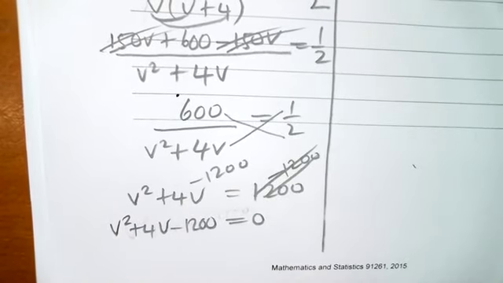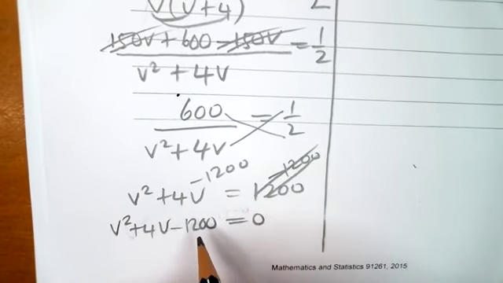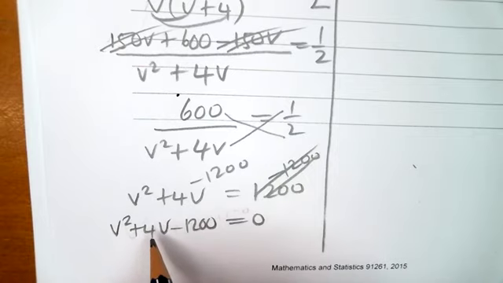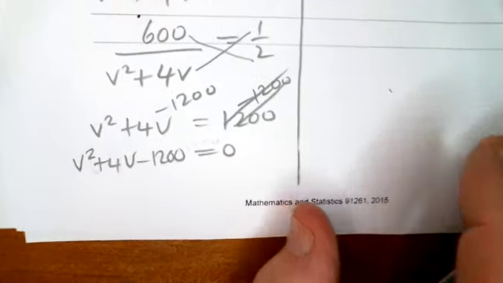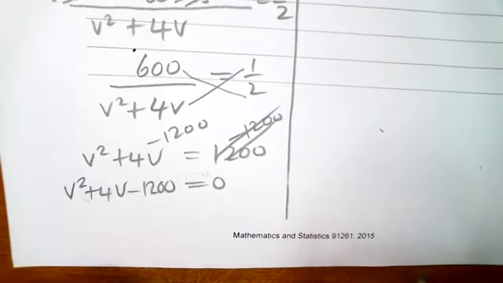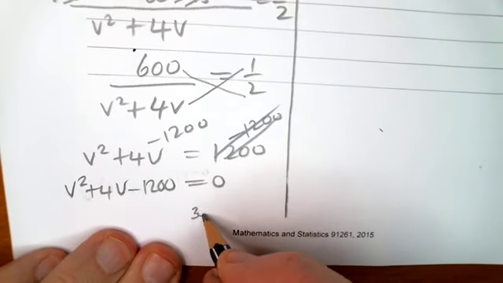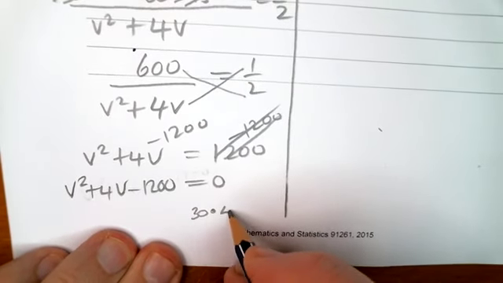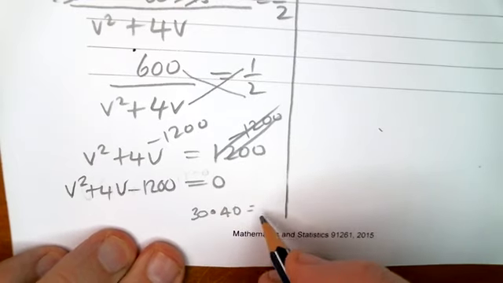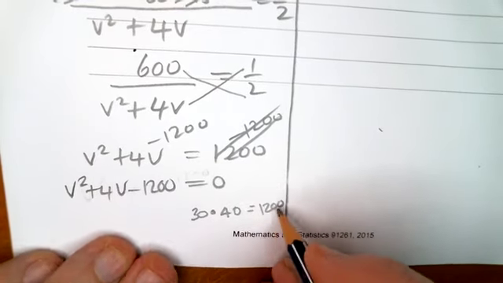So there's the quadratic. Now I'm looking for factors of 1200 that add or subtract to 4. So these factors are very close together. So the obvious ones to use would be, well, we know that 30 times 40 is 1200. 3/4 of 12, yeah, that's right.